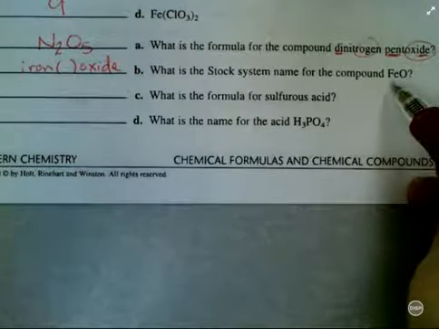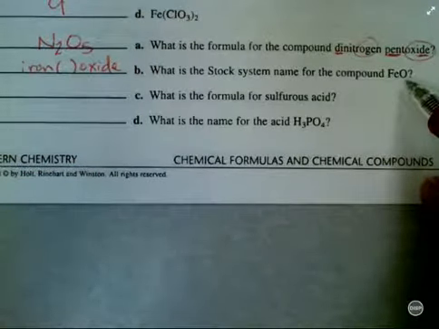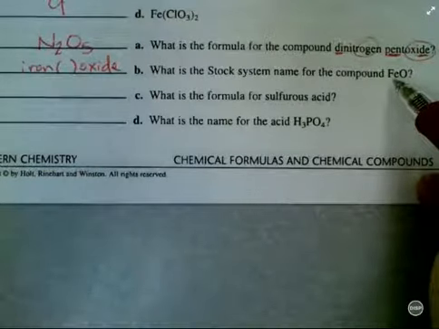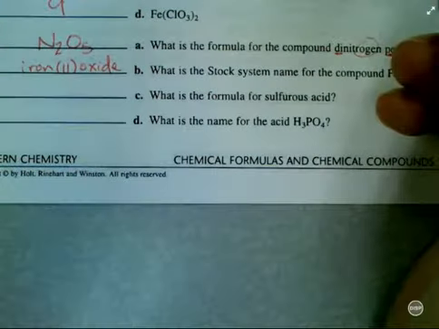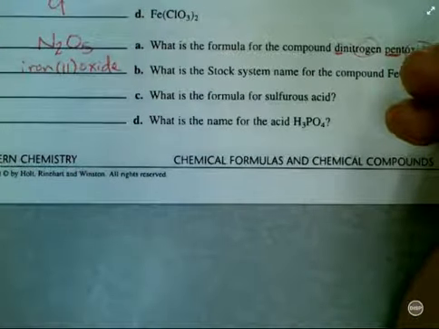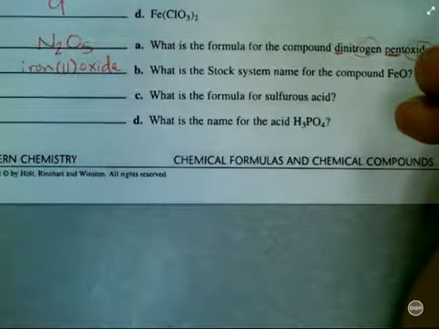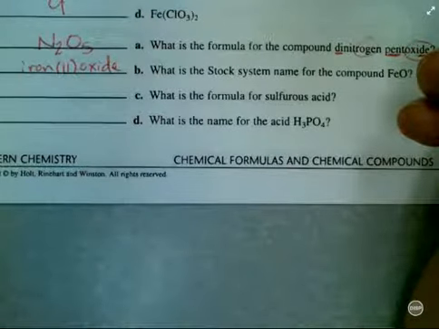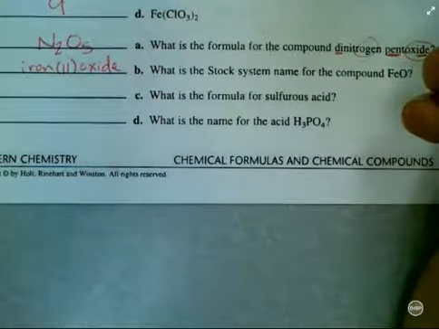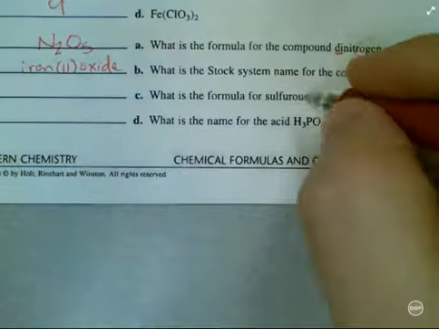And because there's one iron to balance out the one oxygen, and I know that oxide has a -2 charge, that lets me know that this iron should have a +2 charge. So I'll have iron(II) oxide for the stock system name. But now we're moving on to an acid. C, what is the formula for sulfurous acid?